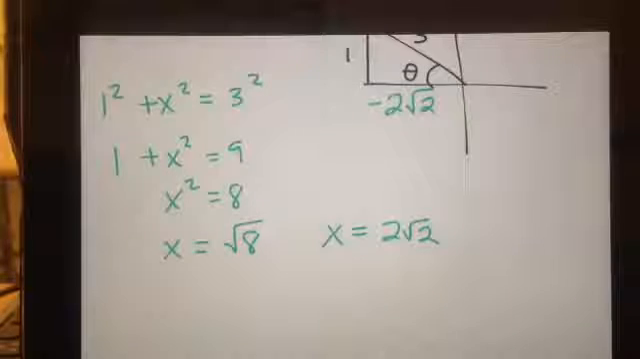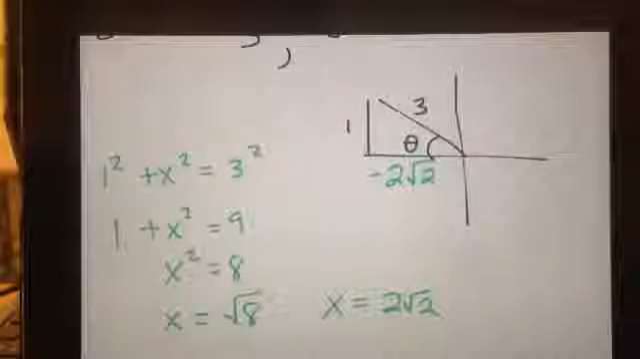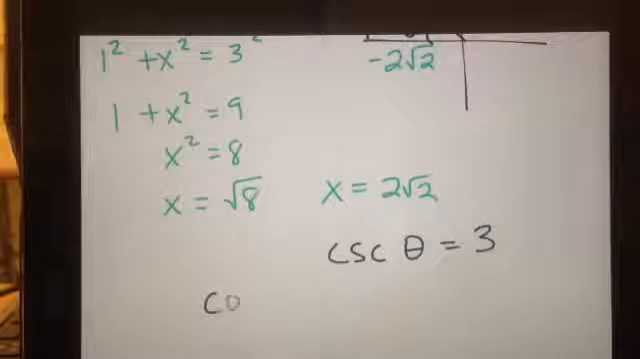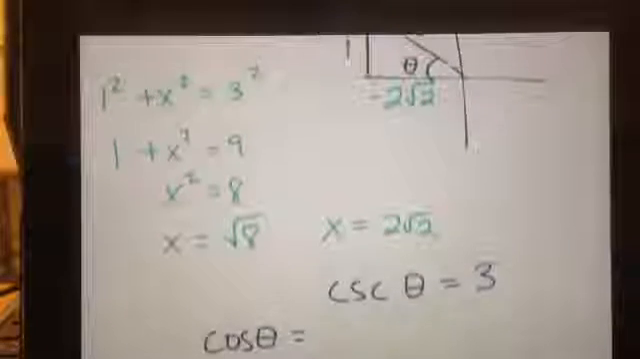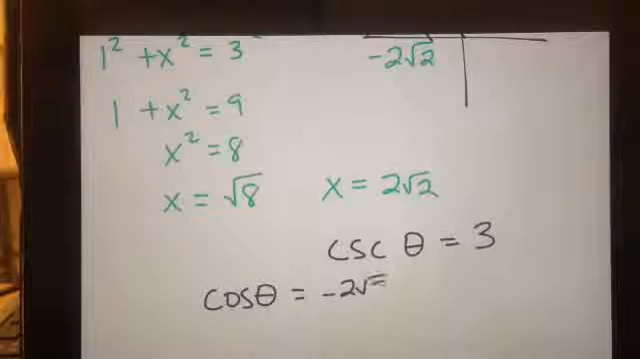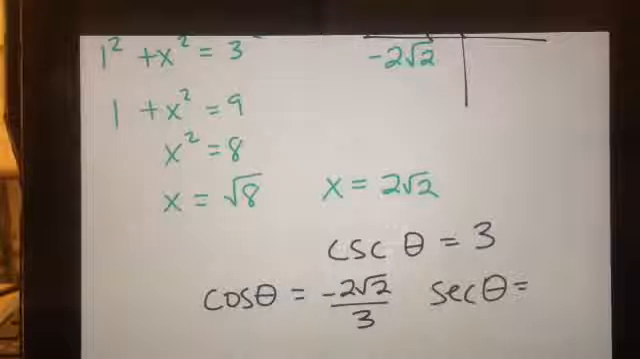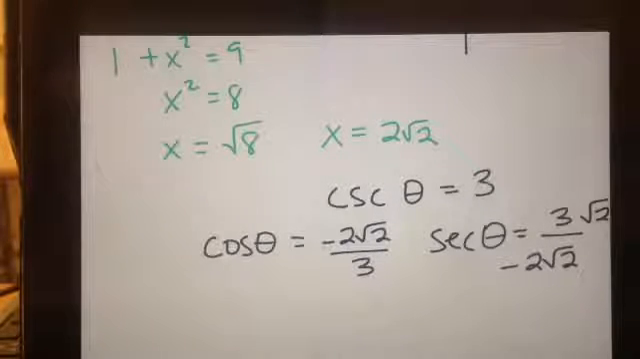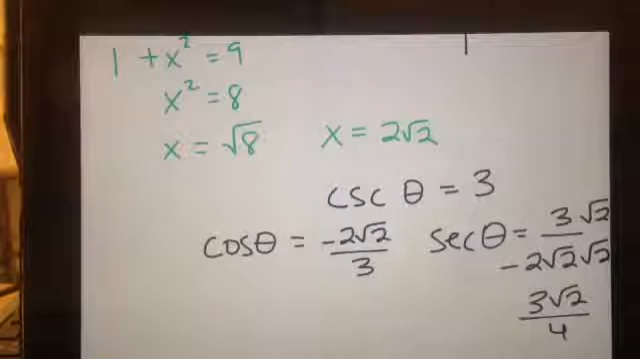So if we're looking for all 6 trig ratios, I already have sine. So it was 1 over 3. So cosecant theta is going to be 3 over 1, which is just 3. Now I can go ahead and do cos theta. So adjacent over hypotenuse is negative 2 square root 2 over 3. Secant theta, we're going to have to flip that over. So 3 over negative 2 square root 2. I can't leave the square root 2 on the bottom. I've got to fix that. So I have secant theta is 3 square root 2 over 4, negative in the front.